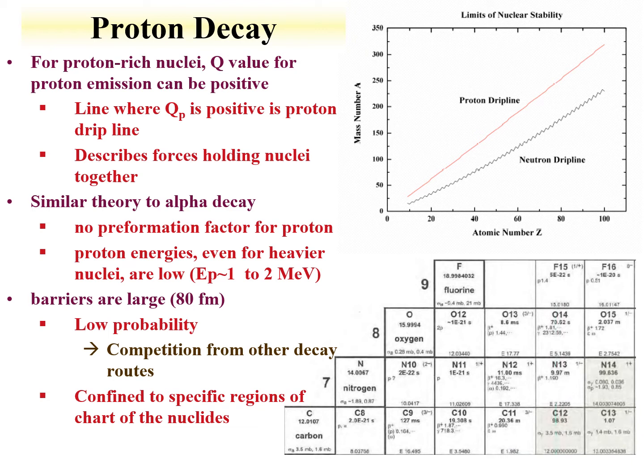The decay theory of proton decay can be similar to alpha decay. However, there's no pre-formation factor for a proton, right? For the alpha particle, we need to have two protons, two neutrons get together. For the proton, well, the proton's just sitting there. But the other difference is that proton energies, even for heavy nuclei, are relatively low, 1 to 2 MeV. So this means that the barriers are pretty large, and the probability of penetrating those barriers generally low. We need to go to some pretty exotic areas of the chart of the nuclides to explore these decays.